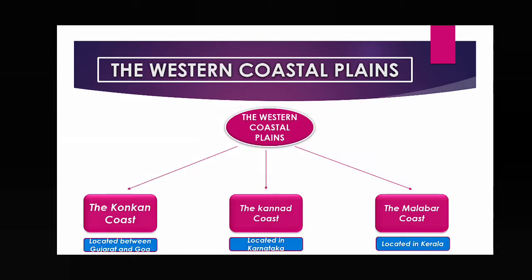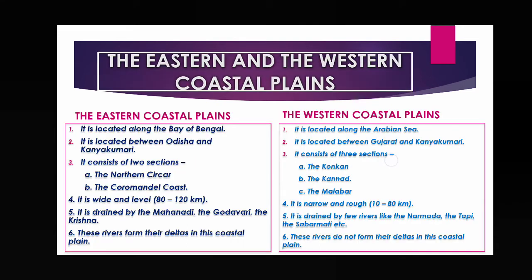Now come to the next, the western coastal plains. The western coastal plains are again divided into three divisions from Gujarat through Kanyakumari. From Gujarat to Goa it is called the Konkan coast. From Goa onward, mainly coming under Karnataka, it is called the Kannada coast, and the Malabar coast comes under the state of Kerala. So these are the three divisions present: Gujarat to Goa is called Konkan, then Karnataka is called Kannada, and then Kerala is called the Malabar coast. So let us compare and understand them.